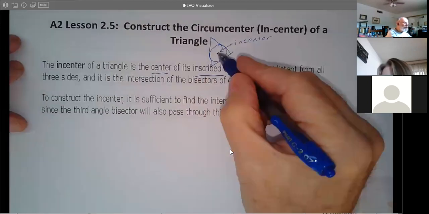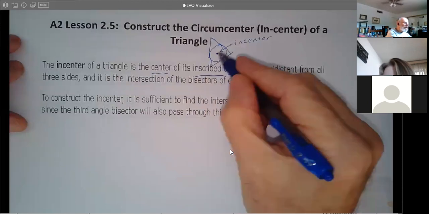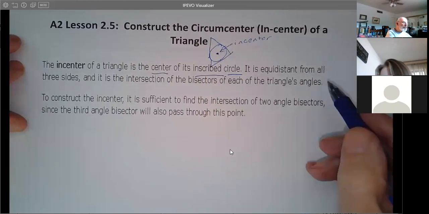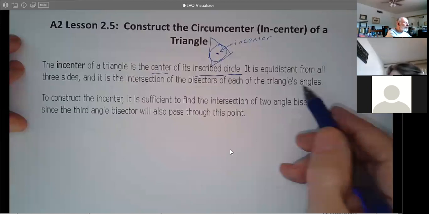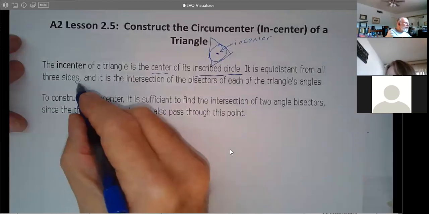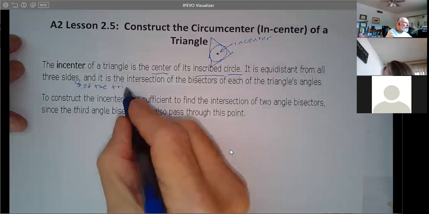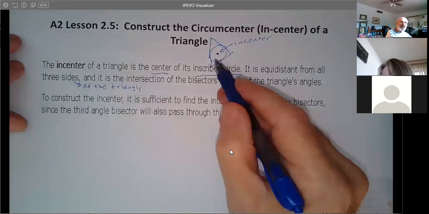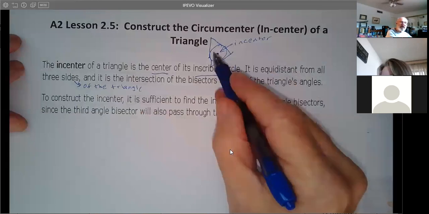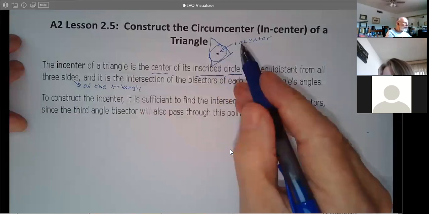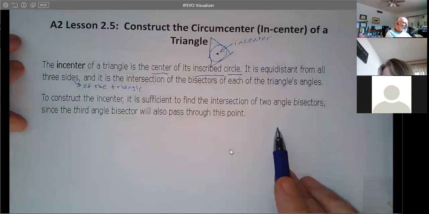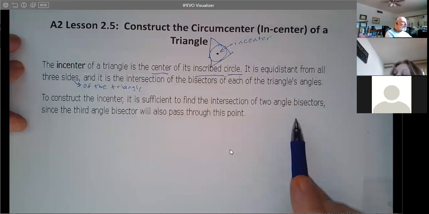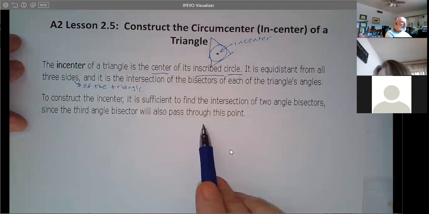How do I know? Well, this is the radius. This is the radius. This is the radius. Equidistant from all three sides of the triangle, because the definition of a circle says that the distance from its center to anywhere along the edge of the circle, which happens to touch the edges of the triangle, is always going to be the same. So that's how you do this. And again, to construct the incenter, it is sufficient to find the intersection of two angle bisectors, since the third angle bisector will also pass through this point.